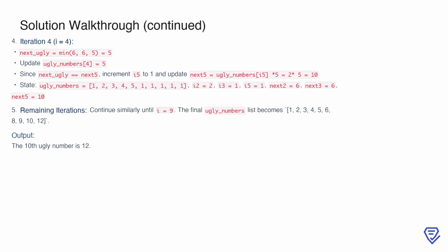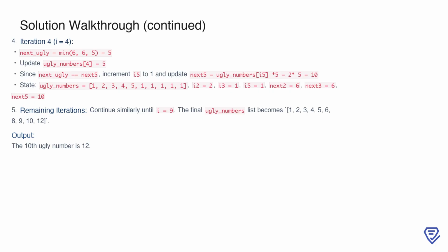In the fourth iteration, the minimum value among next 2, next 3, and next 5 is 5. This time, 5 corresponds to next 5, so we update the fifth position in the ugly_numbers list to 5. We then increment the pointer I5 to 1 and update next 5 to the next multiple of 5, which is 10. The ugly_numbers list now becomes 1, 2, 3, 4, 5, 1, 1, 1, 1, 1.